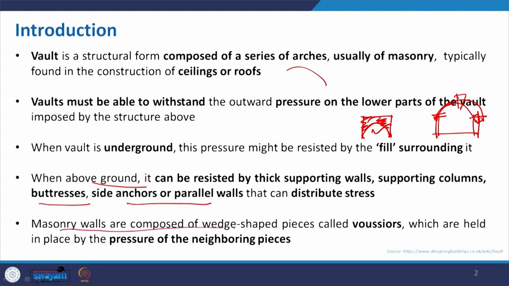Then masonry vaults are composed of wedge shaped pieces, the voussoirs, which are held in place by the neighboring pieces. We can again take the example of brick arches. This will put pressure on the next, and the next will give pressure to the next, and like this it will transfer the load to the support. So it is very similar to the arch, but a series of arches placed together in a linear direction will give you the form of a vault.